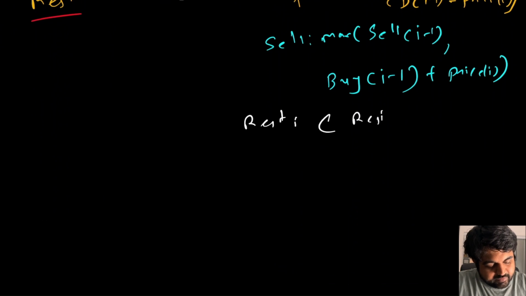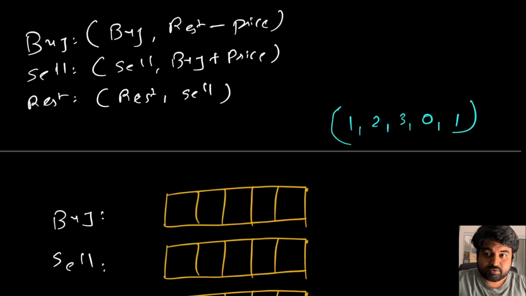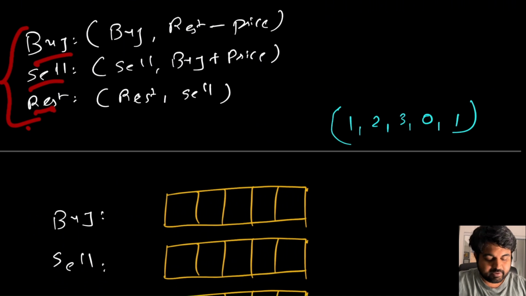So rest of i minus 1, and we are going to compare it with what if we sold yesterday. So if we sold yesterday, then we are resting today. So what is going to be the profit if we sell yesterday, and whichever value is maximum, we are going to store that as the answer. Okay, so based on our explanation, these are the three different equations that we made. Now I just wrote them roughly to have a brief idea on what we are talking about.